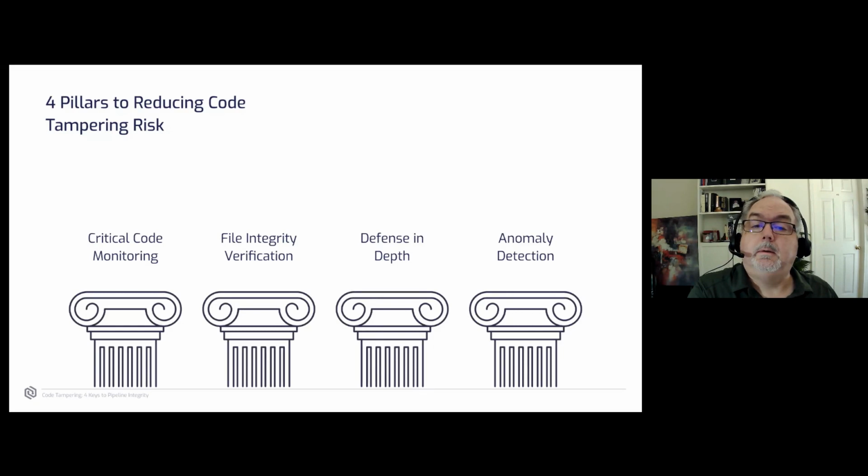To reiterate, the 4 pillars for reducing code tampering risk are critical code monitoring to establish extra scrutiny on critical code, file integrity verification to ensure tampering is detected early, defense in depth to establish corroboration for integrity assertions, and anomaly detection to protect against insider threats and compromised credentials.